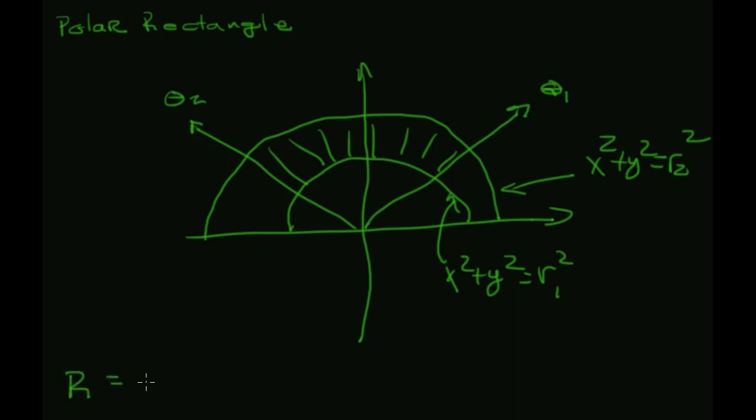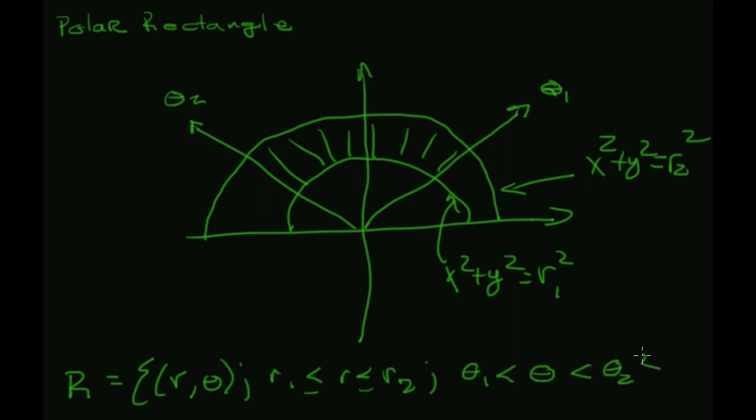So the rectangle is the set of all polar coordinates (r, theta) such that r is bound between r1 and r2, and theta is bound between theta 1 and theta 2. So this is how we're going to define a rectangle in polar coordinates. So we're going to try to apply the Riemann thinking to this a little bit and see how this plays out.